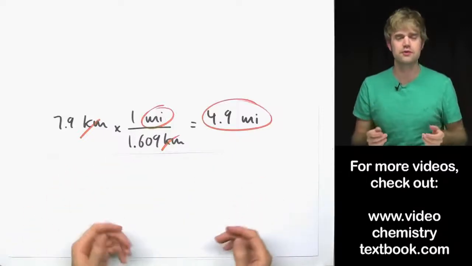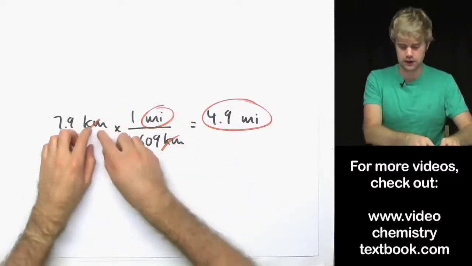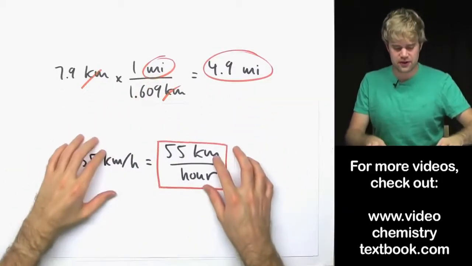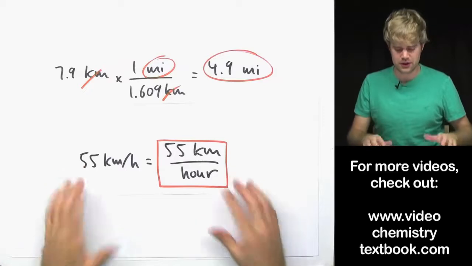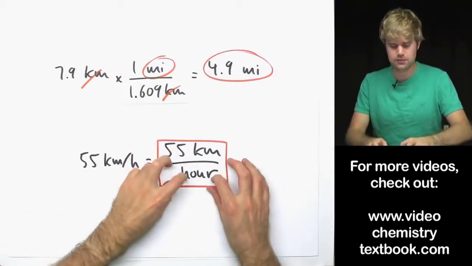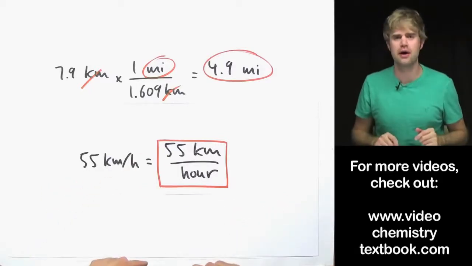In previous lessons, we've seen how we can use conversion factors with a top and a bottom to convert units like kilometers to miles. But what do we do when the thing that we want to convert, the thing that we want to start with, already has a top and a bottom, like kilometers per hour? How do we use conversion factors then? That's what we're going to talk about in this video.